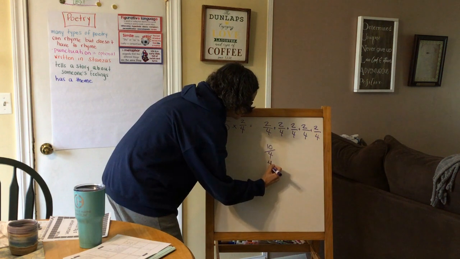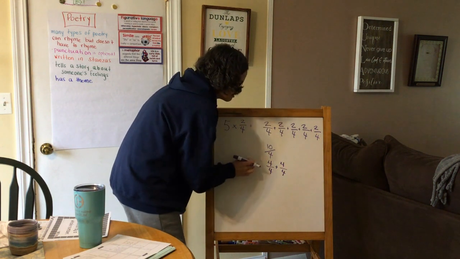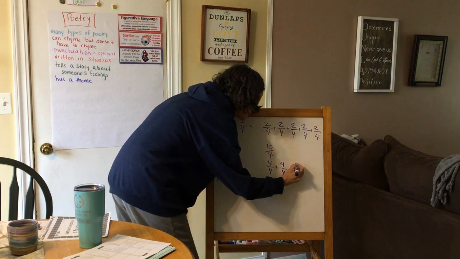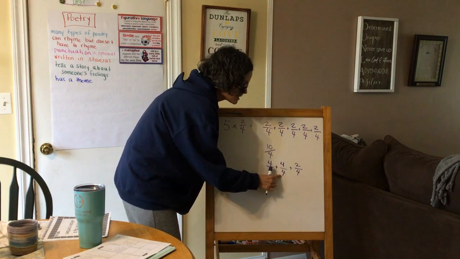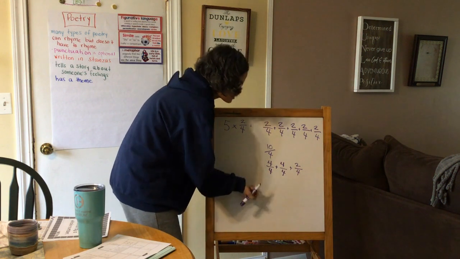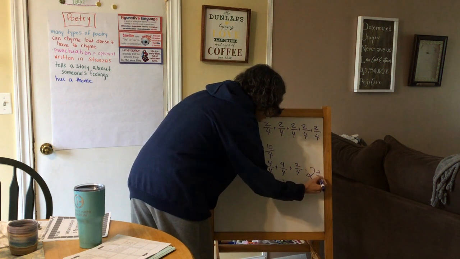So if I start with 4/4, that's 1 whole, plus another 4/4. Am I at 10 yet? I'm at 8. So that means I have to do 2 more. So I decompose it by doing 4/4 plus 4/4 plus 2/4. All right, and I get 10/4. So I have 1, 2 wholes, and 2/4.